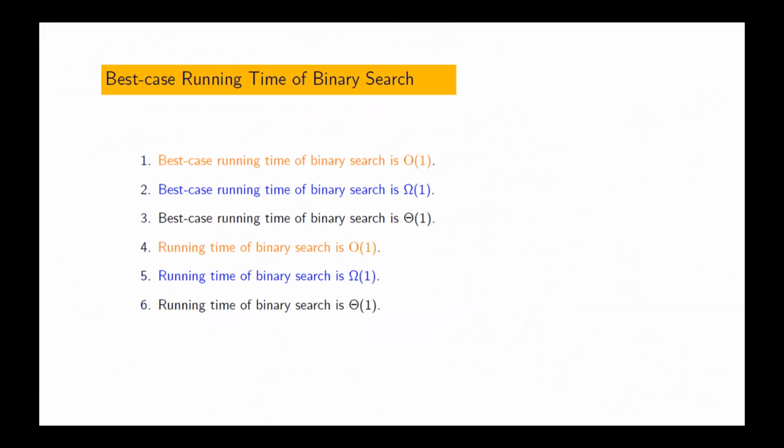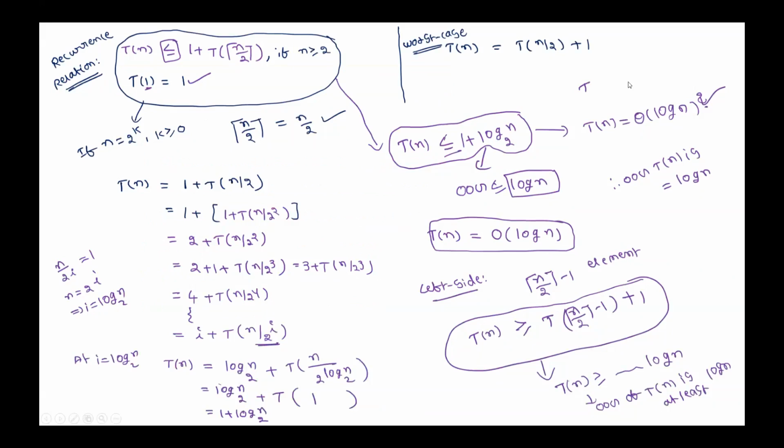Sir, one question. In the previous slide, at the bottom left, T of 1. How is T of 1 written there, in the bottom left?